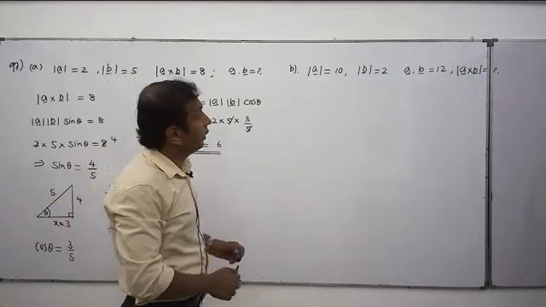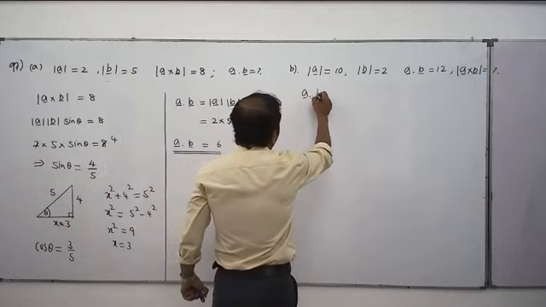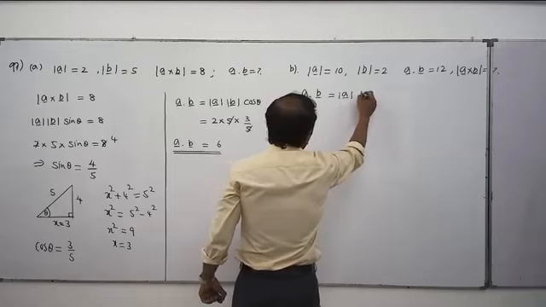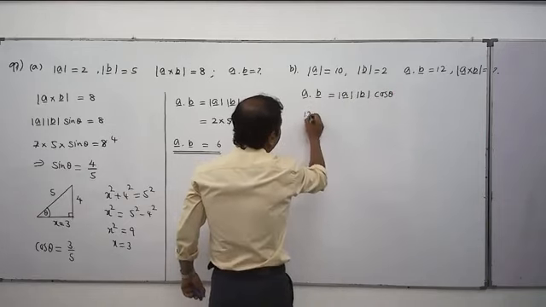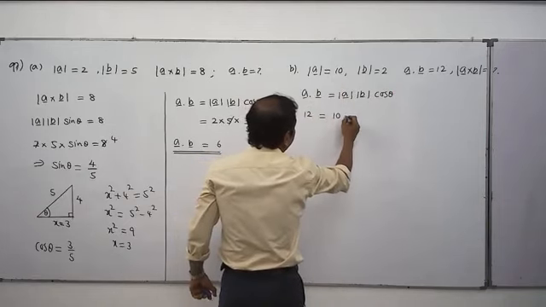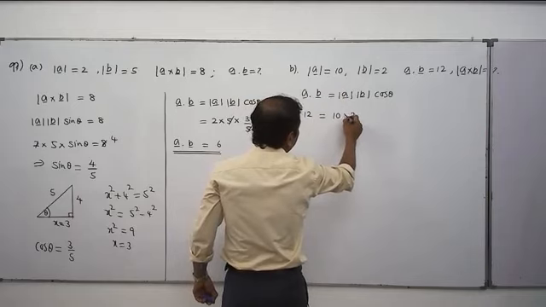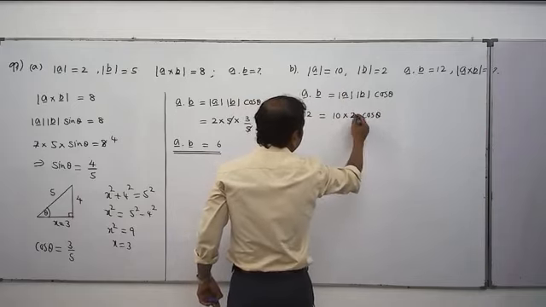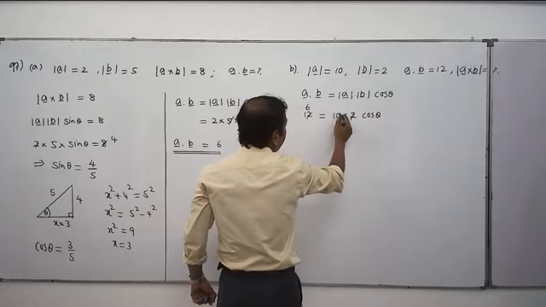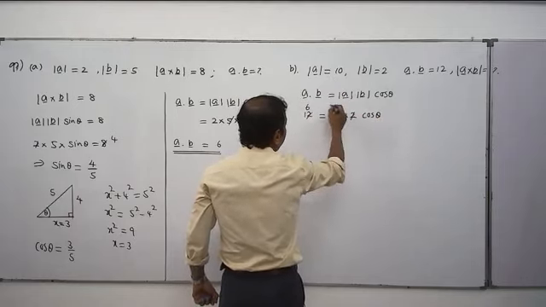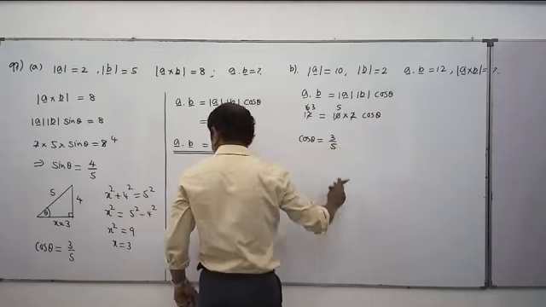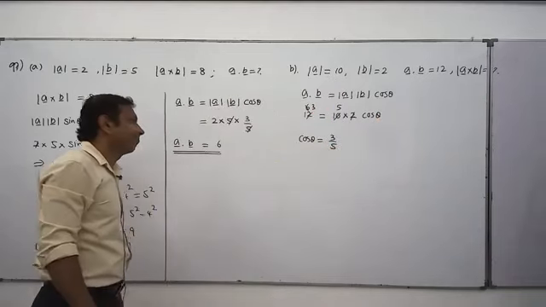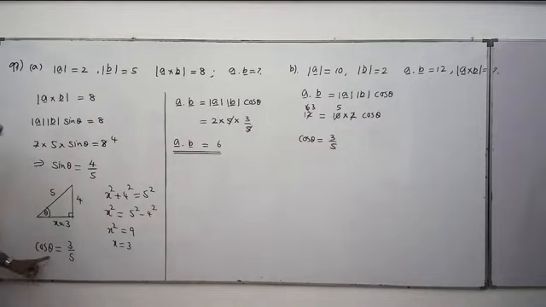Right. A dot B is what, people? The definition of A dot B is mod A, mod B, cos theta, no? A dot B given as 12, mod A is 10, mod B is 2, cos theta, and this we can cancel down. This is 5, this is 3. Cos theta is, people, 3 by 5.